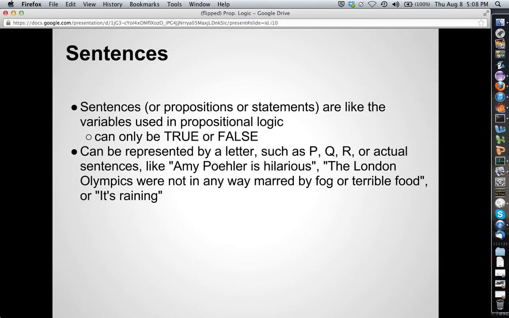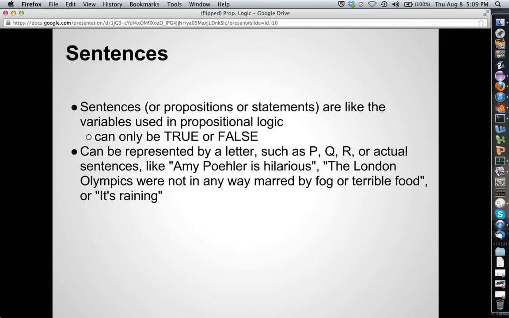So logic's going to consist of sentences. Sentences are sometimes called propositions. They're sometimes called statements. The fact that they're often called propositions is what leads to the term propositional logic, which is the type of logic that we're studying. And from a computer science perspective, you can think of these kind of like variables, the sorts of variables you would use in a programming language. In propositional logic, these variables, or propositions, statements, or sentences, can only be true or false. So there's only two possible values. They're basically like Booleans. So they can be represented by any letter, like P, Q, or R.